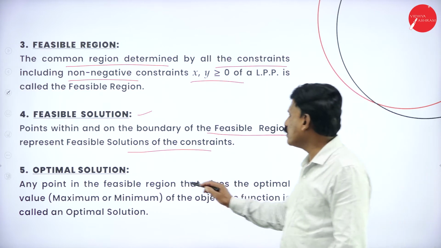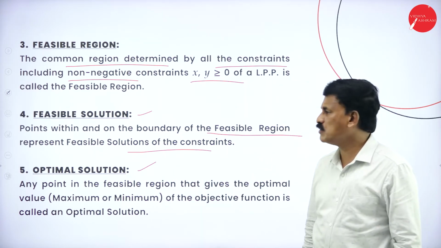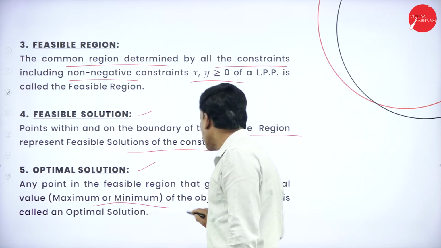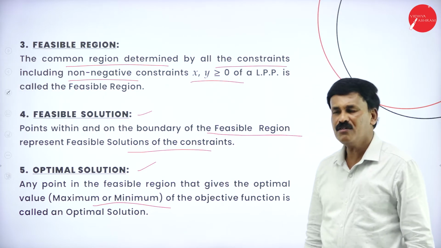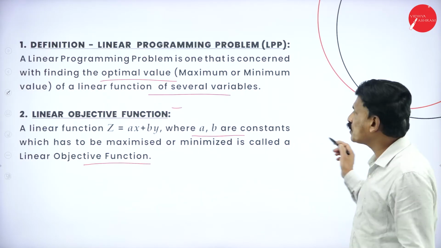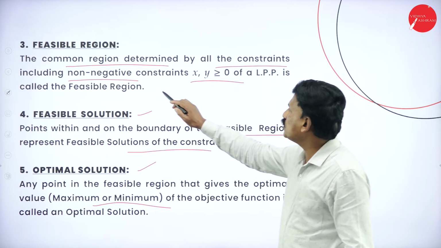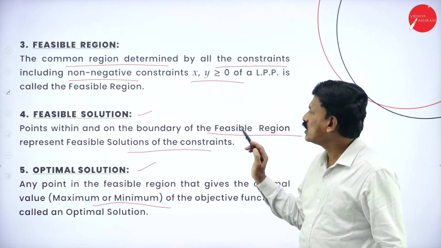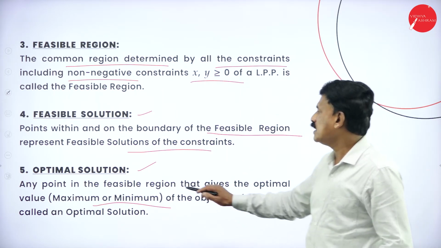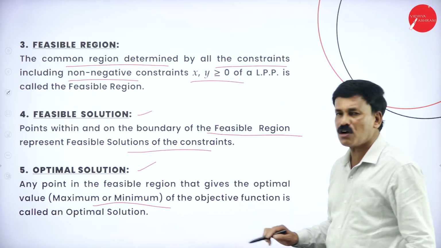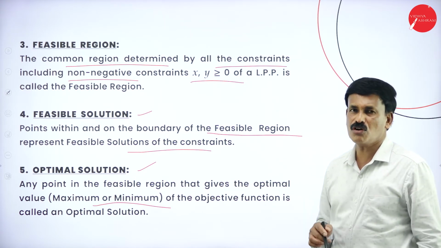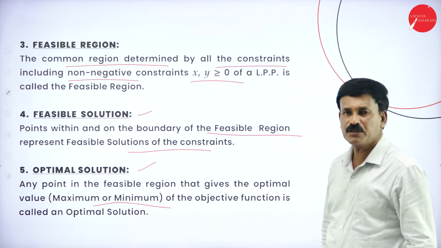And finally, the optimal solution. What is the optimal solution? Any point in the feasible region that gives the optimal value, that means the maximum or minimum value of the objective function, is called the optimal solution. The steps to solve a linear programming problem are: first find the common region, that is the feasible region, then the feasible solutions, and then the optimal solution. The optimal solution is any point in the feasible region that gives the maximum or minimum value of the objective function for the given linear programming problem.